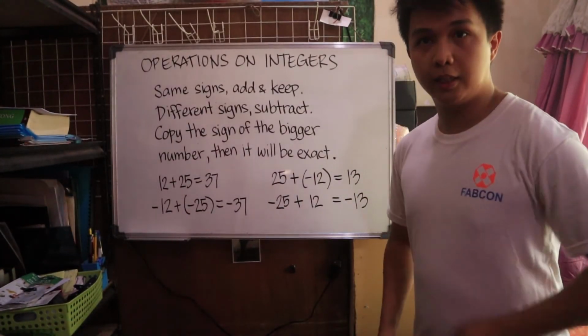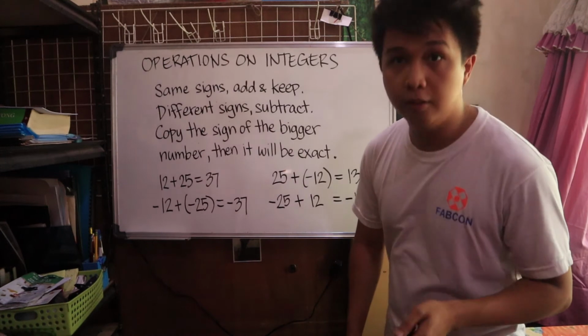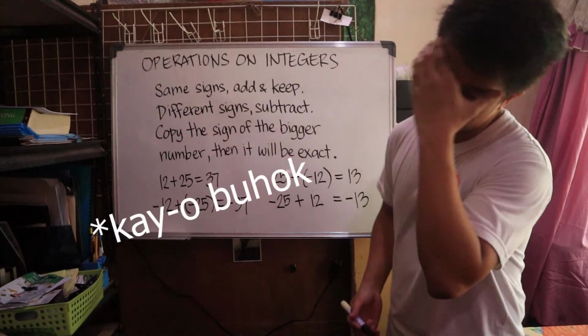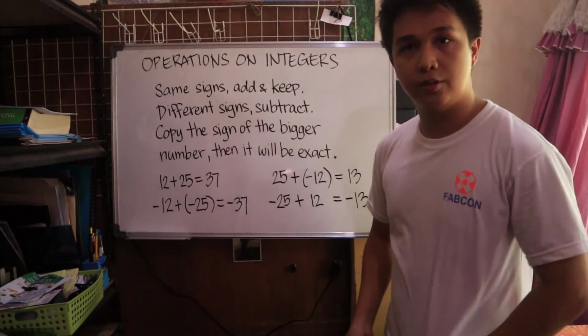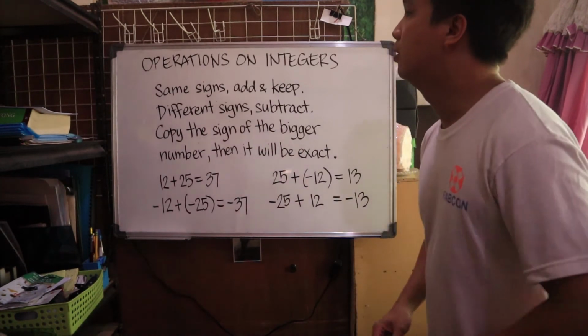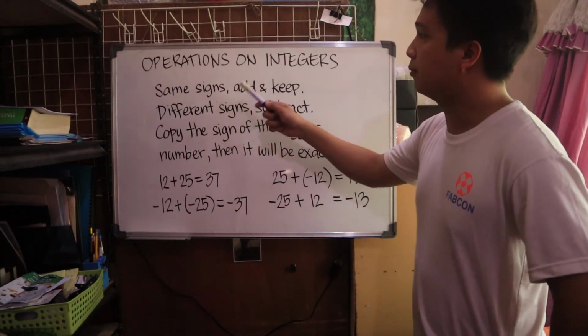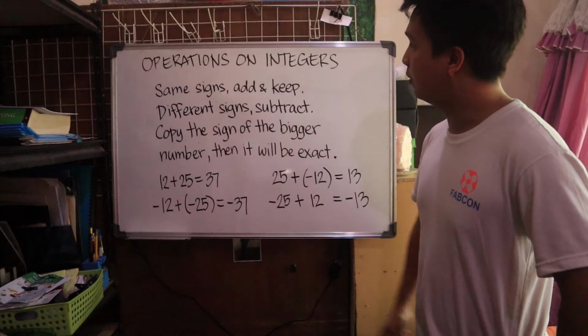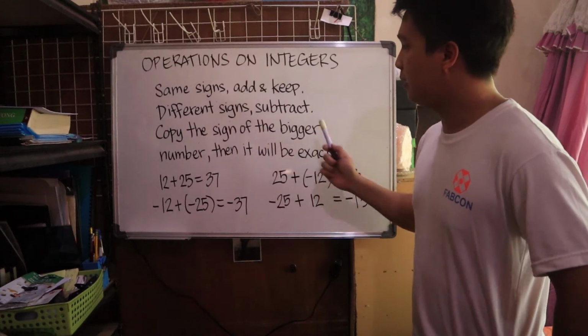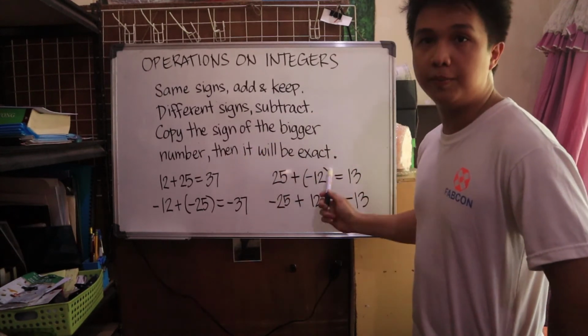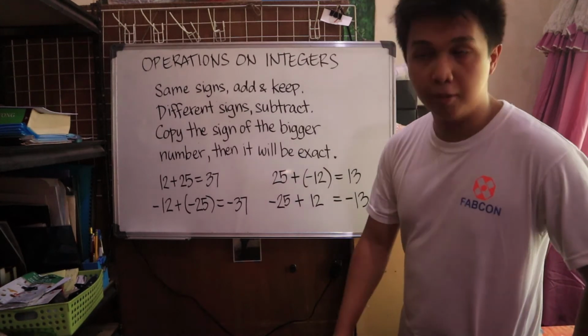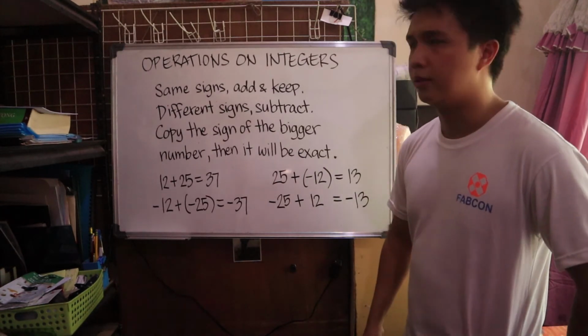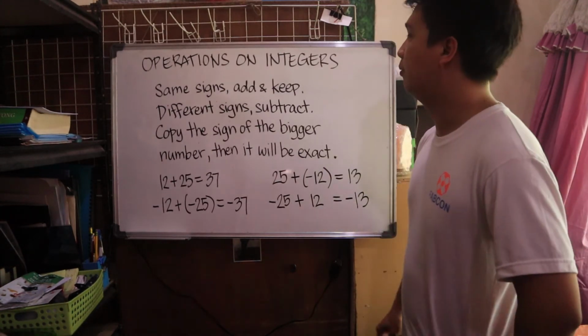Okay, so isa pa yung technique para ma-remember natin how to do addition of integers. So we have: same signs, add and keep; different signs, subtract, copy the sign of the bigger number, then it will be exact.